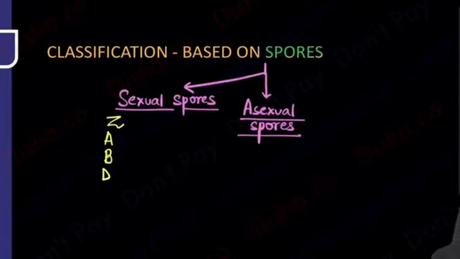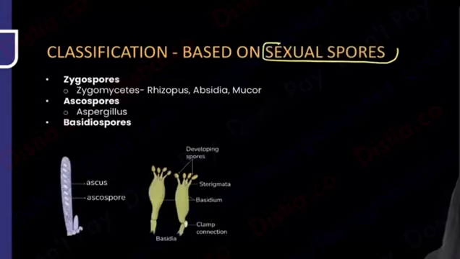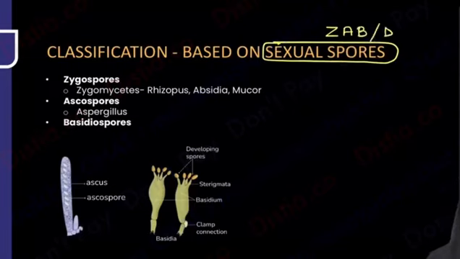So how do I learn this? Remember, when I'm talking about the sexual spores, as I just now told you, sexual spores are going to be ZABD. So what is ZABD, and especially ZAB? Means we are talking about zygospores, ascospores, and basidiospores. So what is ZAB? Zygospores, ascospores, basidiospores. Firstly, no points for guessing that zygospores are seen in which family? They are seen in the zygomycetes family. Yes, and don't worry if you don't know the members of it, we will get to know eventually. So zygospores are present in the zygomycetes family.